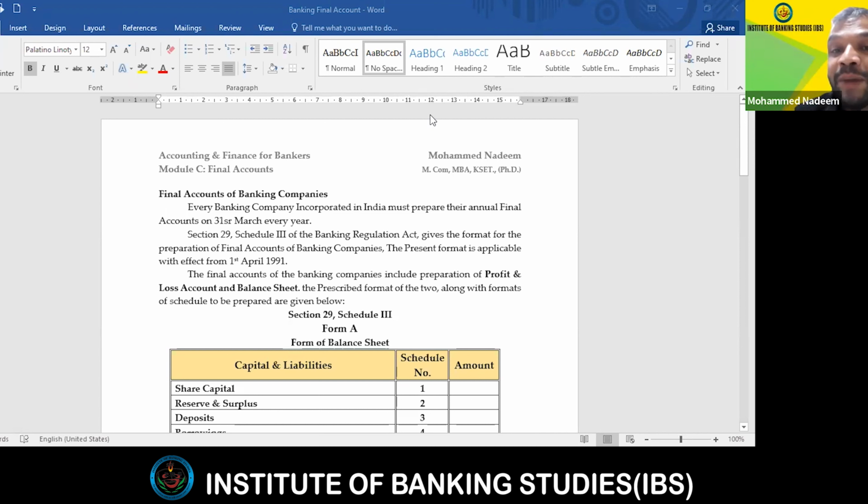Which all the statements does a banking company prepare? That we have to see. When we did final accounts, I took three statements: one is trading account, one is P&L account, one is balance sheet. But in banking, are you trading anything?